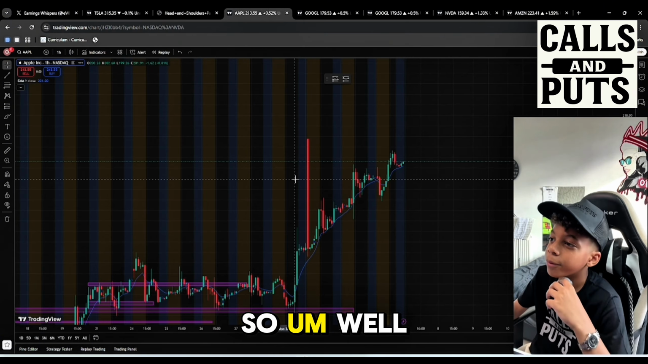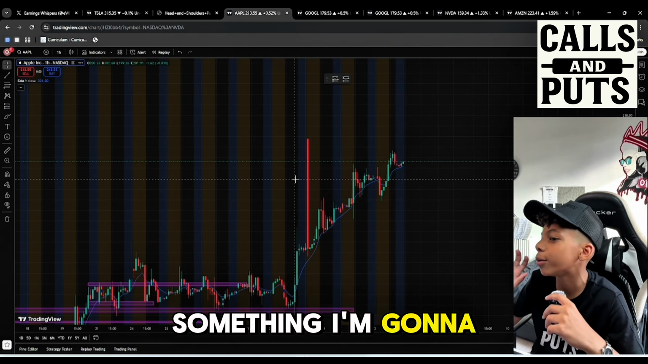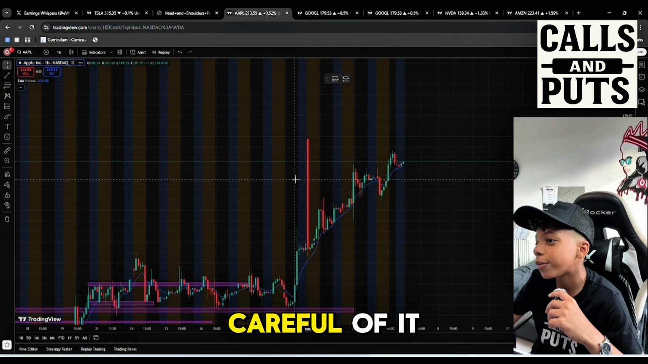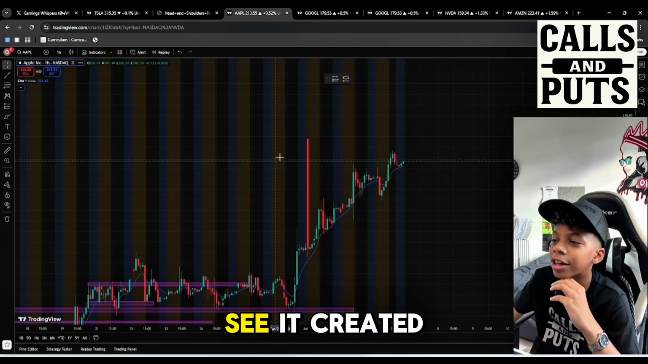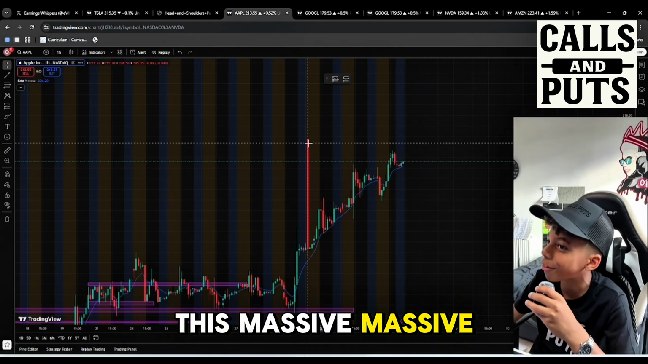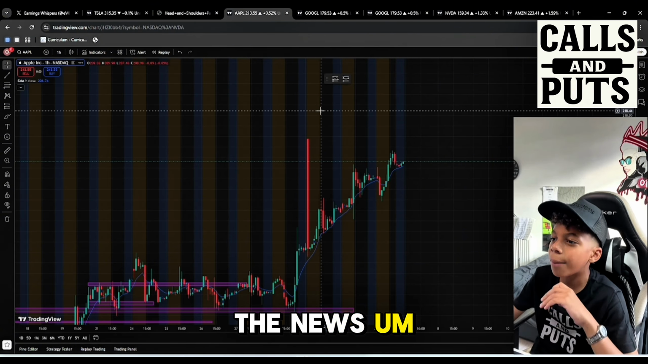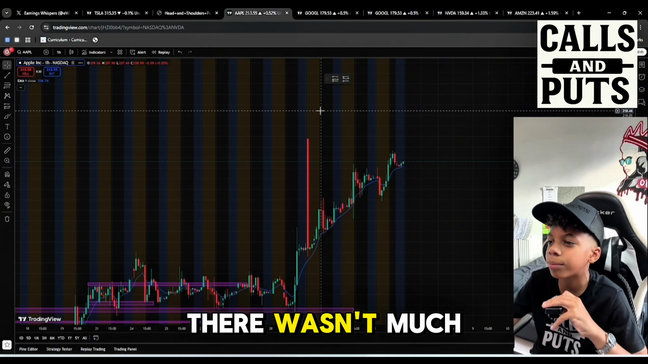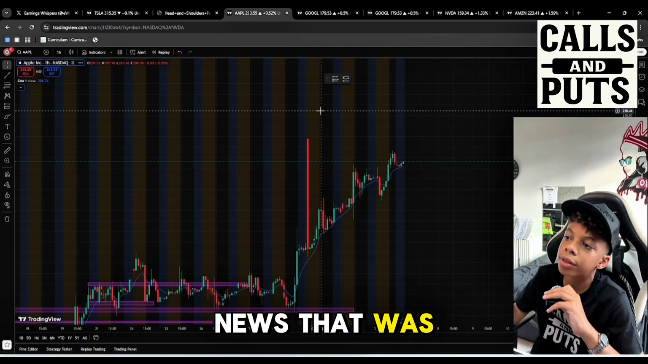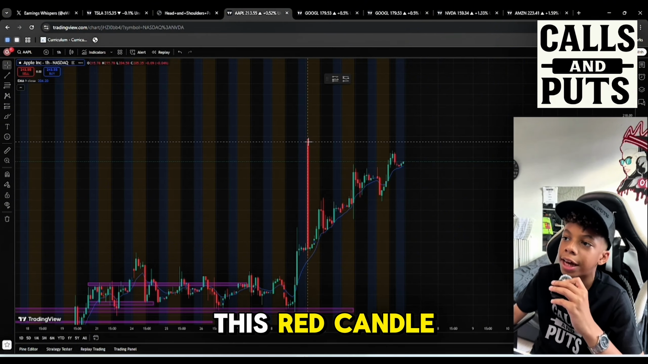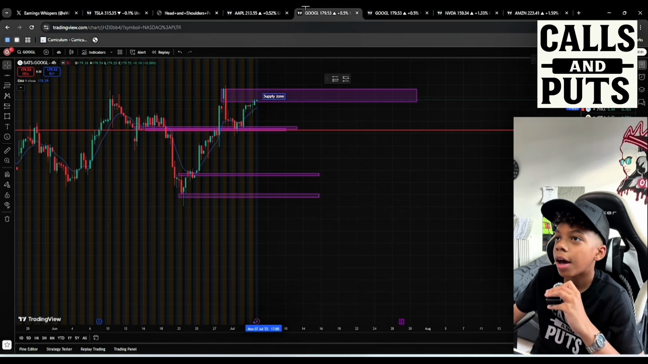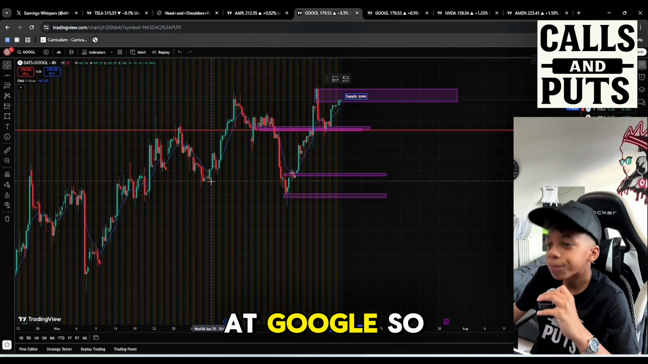I'm not looking at Apple because it's something that I'm going to watch, but just be careful of it when you take a trade. As you can see, it created this massive red candle here. This normally happens due to news. I tried to search it up, but there wasn't much negative news that would create this red candle, so I'm not sure what happened here. So let's look at Google.